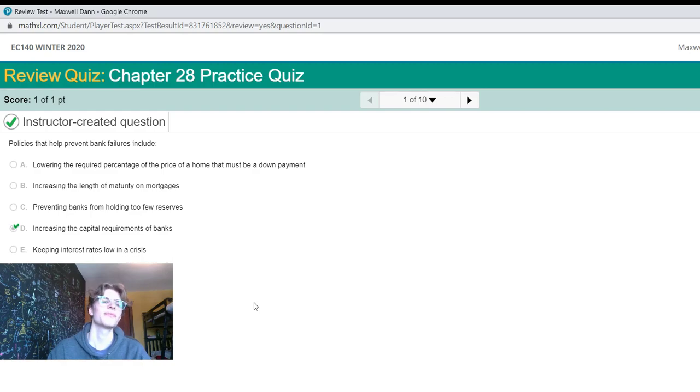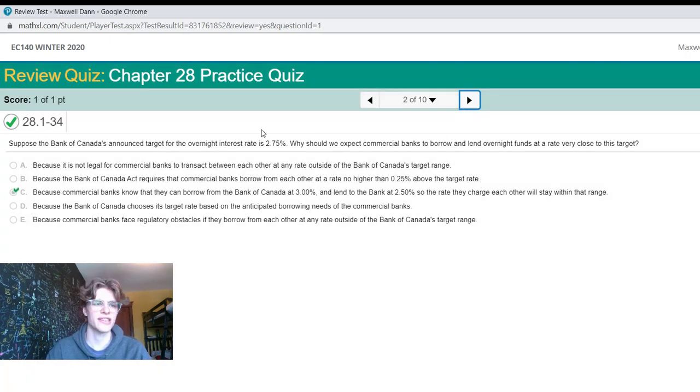Okay. Policies that help prevent bank failures include, so a bank failure we talked about before, a bank run. What that means is when everyone tries to get their money out at the same time, but that's hard for banks because they have so much of their money loaned out. They have very little in reserves, so it requires them to keep some money in reserves. I would have thought it would be preventing banks from holding too few reserves, but it's actually just to increase the capital requirements of banks. So I guess that's the same thing, but it's increasing it as opposed to preventing. It's a more proactive measure.